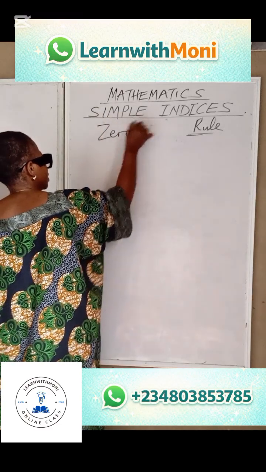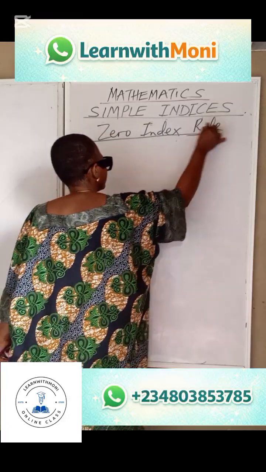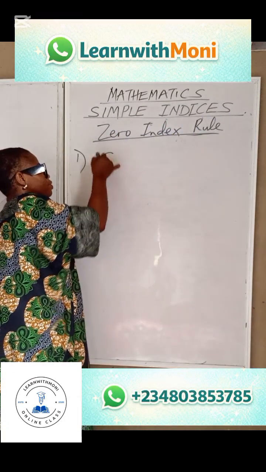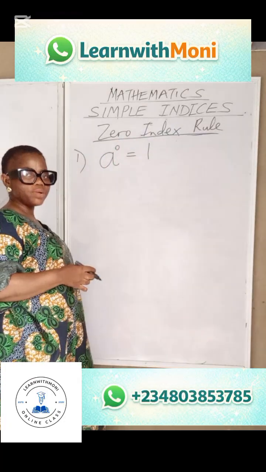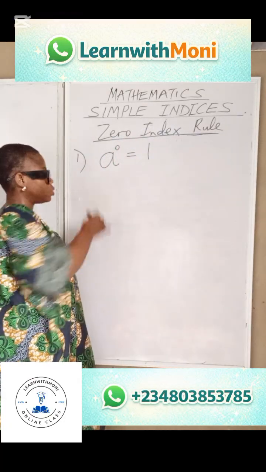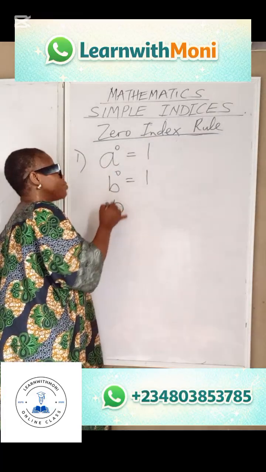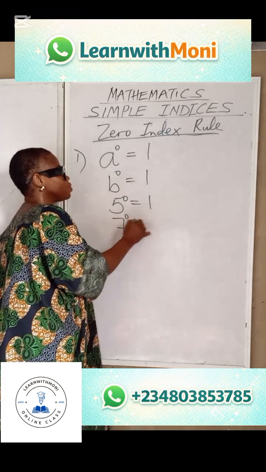Zero index. Anything raised power 0 in mathematics is equal to 1. Whether it's A raised power 0, it is equal to 1. Or B raised power 0, it is equal to 1. 5 raised power 0 is equal to 1. 7 raised power 0 is equal to 1.